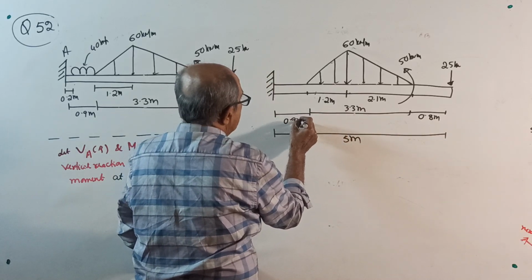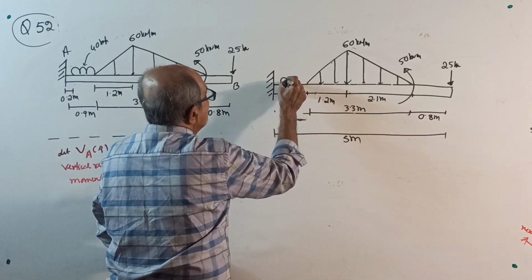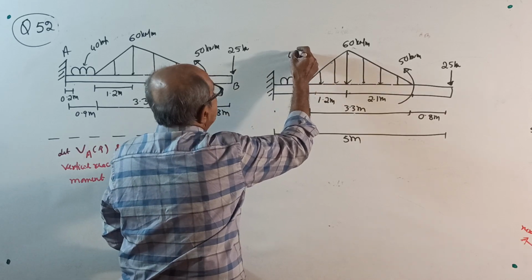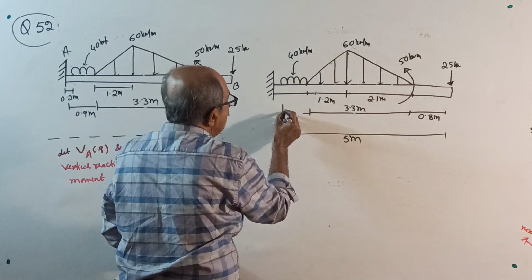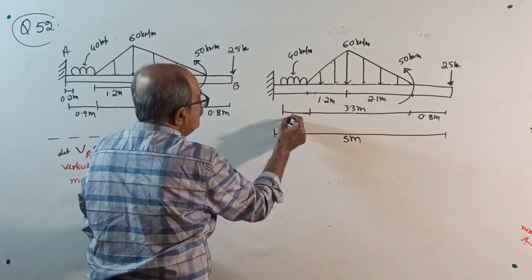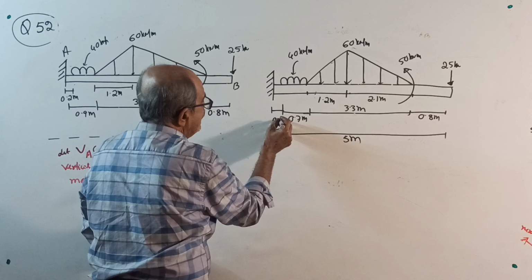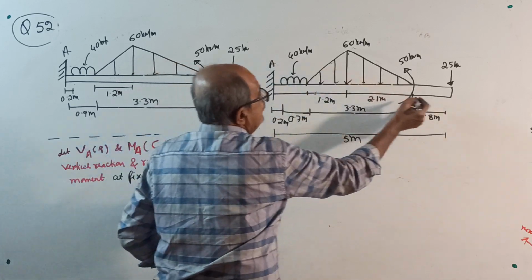This total length is 0.9 meter. No, 0.9 not required. See, there is a UDL here, up to here. How much UDL? 40 kilonewton per meter. This all will give you more and more concept. The UDL loaded length is 0.9 subtract 0.2, 0.7 meter. So this gap will be 0.2 meter. Okay, everything will be clear. Now, this is A, this is B.